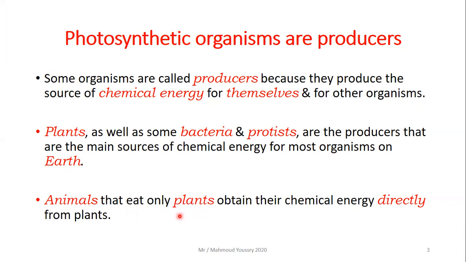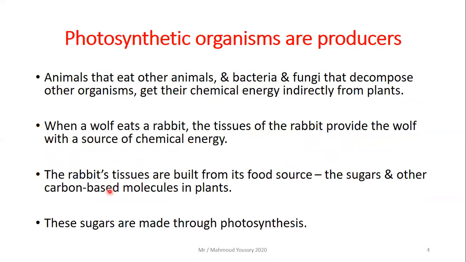Animals that eat only plants, the herbivores, obtain their chemical energy directly from plants. Animals that eat other animals, and bacteria and fungi that decompose other organisms, get their chemical energy indirectly from plants. When a wolf eats a rabbit, for example, the tissues of the rabbit provide the wolf with a source of chemical energy. The rabbit got this chemical energy from the plants, so the wolf will get this chemical energy from the rabbit tissues.